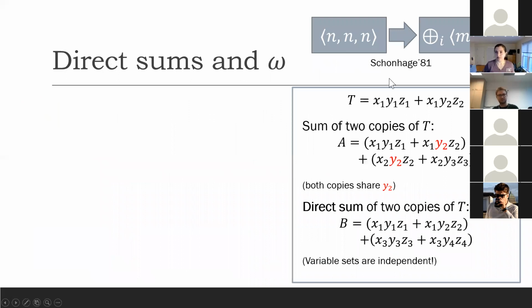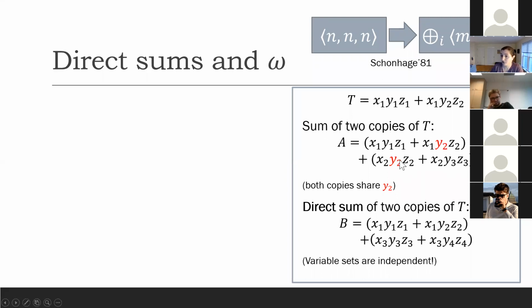Let's look at this first. I need to define direct sum. So first, what is the sum of two tensors? Look at this tensor T. It's x1, y1, z1 plus x1, y2, z2. I get to rename the variables. So for example, x2, y2, z2 plus x2, y3, z3 is the same tensor as this one. We're just renaming the variables. So is this. This is the same tensor. So a sum of two copies of T could look like this.